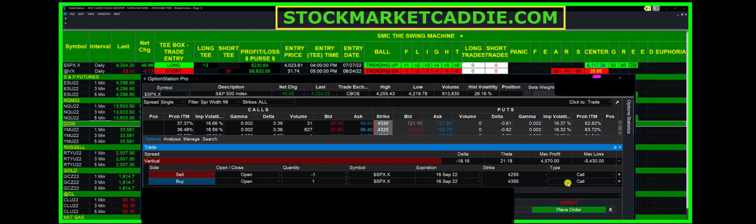That takes the infinity loss off the table, and it defines our risk. Our maximum loss is $5,430. Our maximum profit is $4,570. Where is our break even?